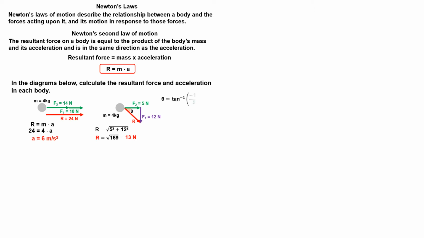We are assuming that upwards is positive and downwards is negative. Take the formula that expresses the second law to calculate the acceleration. Replace R with 13 and m with 4 and solve for acceleration. The magnitude of the acceleration is 3.25 meters per second squared, and it points in the same direction as the resultant force. So the direction angle is minus 67.4 degrees, and the body would move as follows.